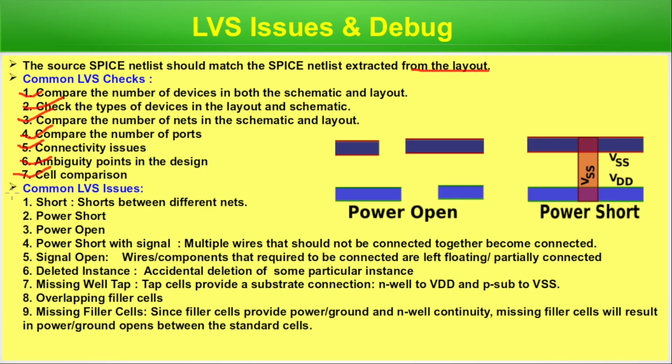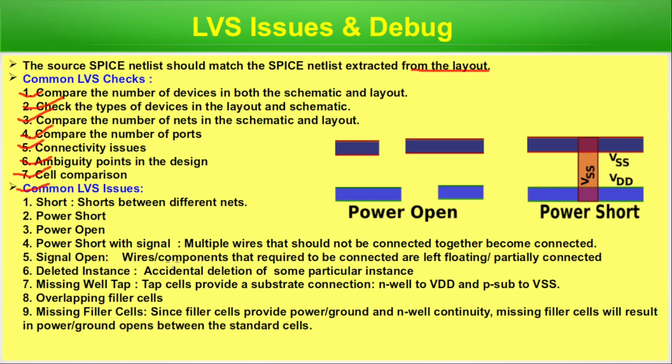And what are the common LVS issues we face? Short between different nets. Very common. Power short. There is a representative diagram we tried to show here. That is a power short. Another one is power open. Similar type of power line, although there are gaps. So that is power open. Now power short with signal. Multiple wires that should not be connected together become connected. Those wires which should not get connected to each other, they get connected to each other.